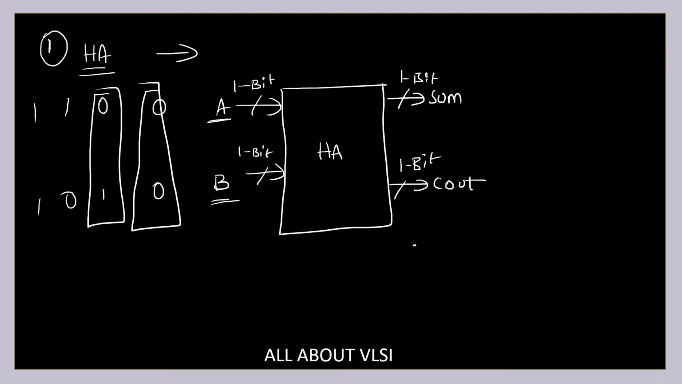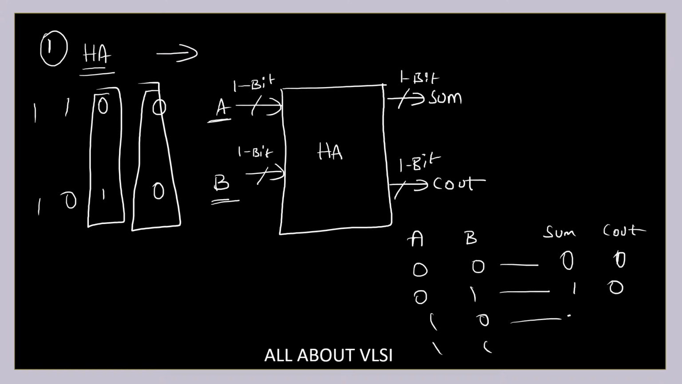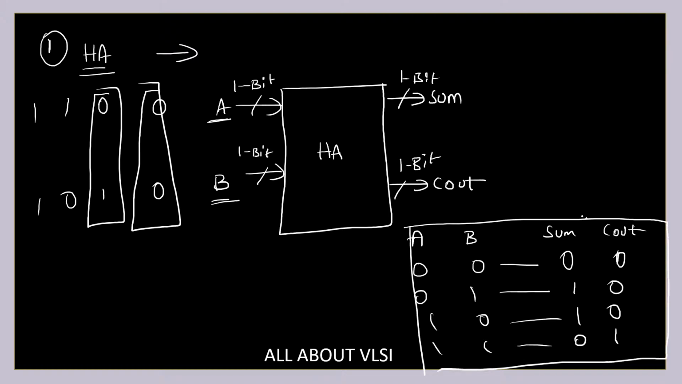So how is it going to look like: A, B, Sum, and Cout. The inputs are 0 0, 0 1, 1 0, 1 1. Sum will be 0, 1, 1, 0 and Cout will be 0, 0, 0, 1. This is the truth table of this particular circuit, the half adder circuit.